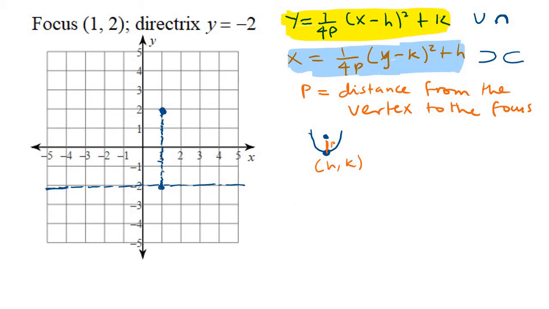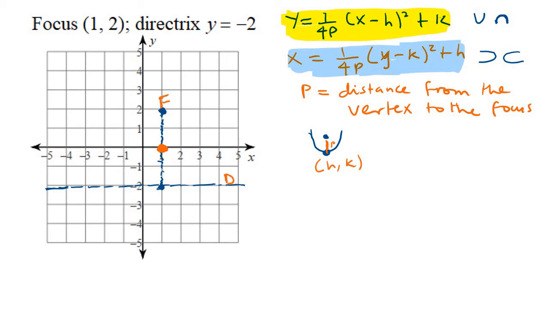So you can simply count the number of spaces between the focus and the directrix. Here in this example, there are 4 units. And so the vertex is going to be 2 units down from the focus or up from the directrix. So I'm going to use a red point to locate the vertex, which is halfway between the focus and the directrix.